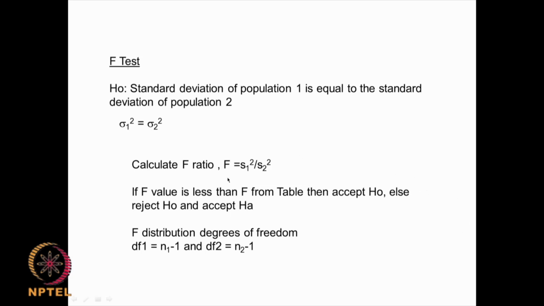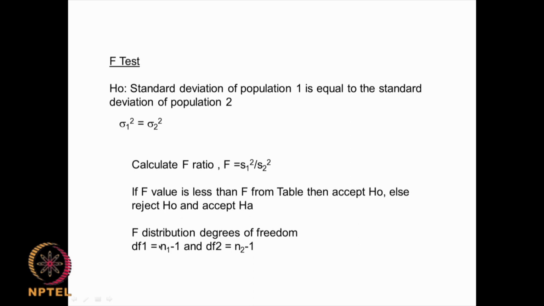That is the S1 square, that is variance from sample 1 divided by variance from sample 2. So, the null hypothesis will be the variances of the populations are equal, the alternate could be different, or sigma 1 square greater than sigma 2 square and so on. So, we also have a table, the F table. If the F value calculated is less than the F table value, we do not reject the null hypothesis, we accept the null hypothesis.